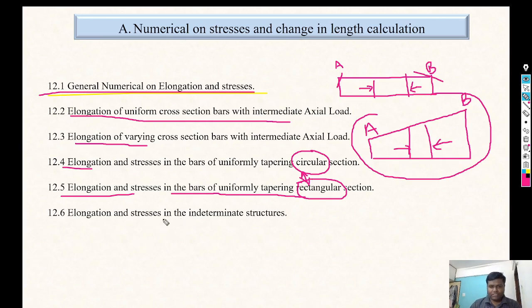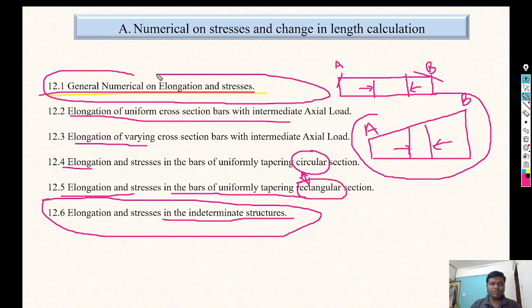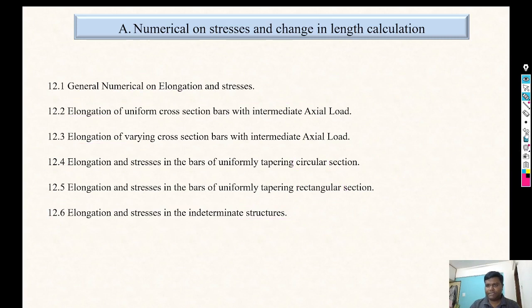The elongation and stresses in the intermediate structure. Intermediate structure means suppose some structures are fixed at one end and free at another end, or fixed at both ends. Such type of numericals we will cover in the sixth part. So I am planning to upload all the videos in different parts. So today's topic is related to general numericals on elongation and stresses that we discussed.